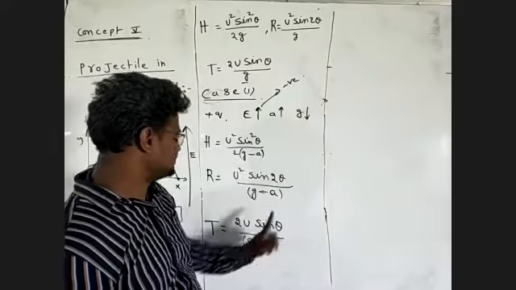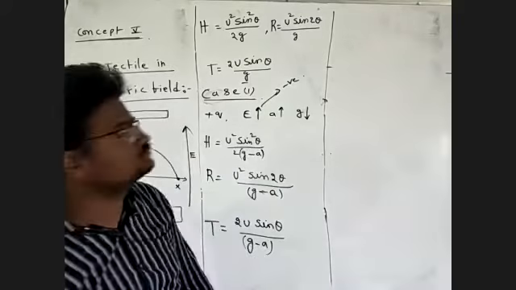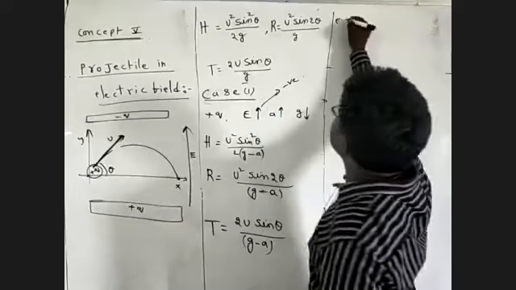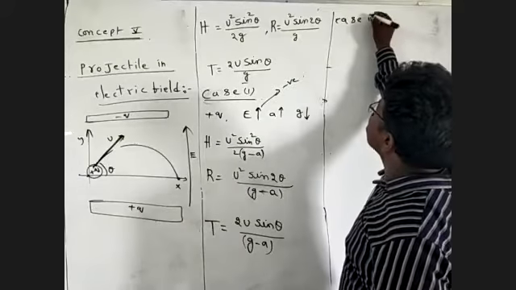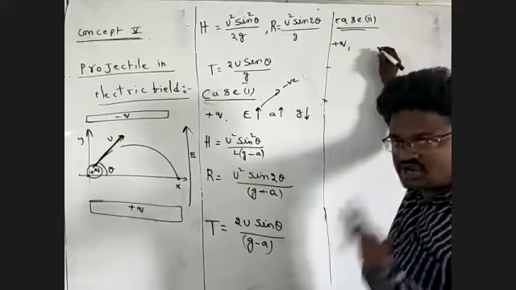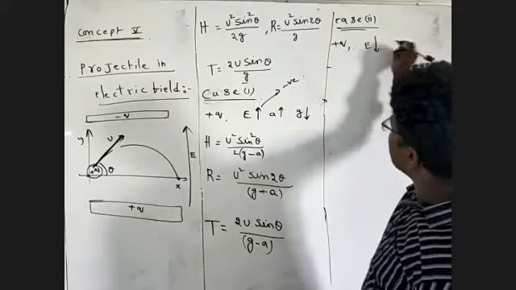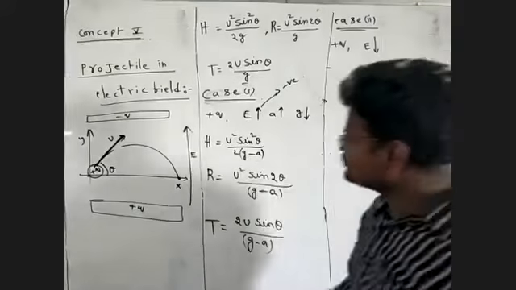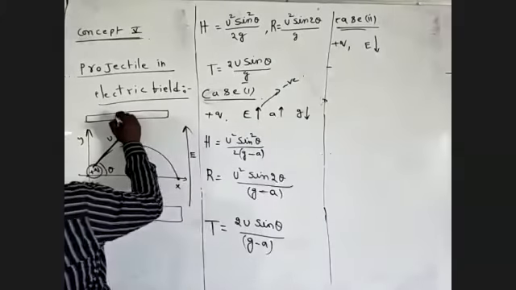G minus a. Next, case number 2. I'm taking a positive charge, but the electric field is in a downward direction. Electric field in a downward direction means this is a positive plate.